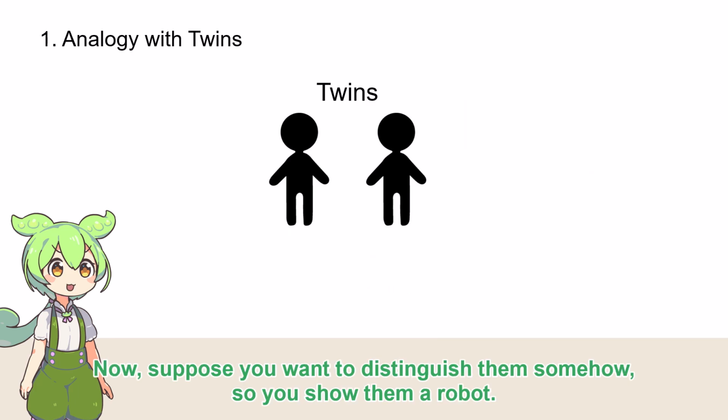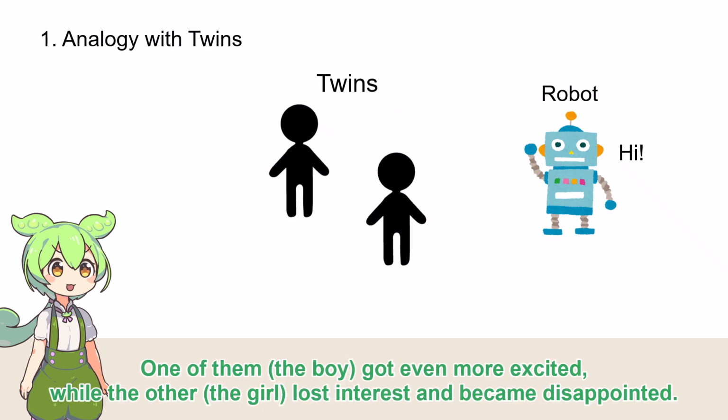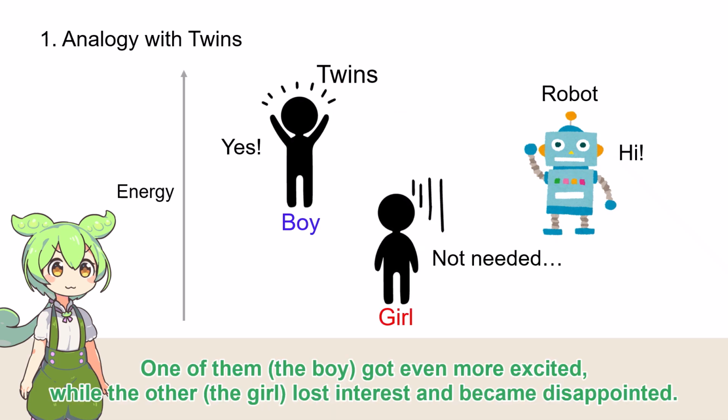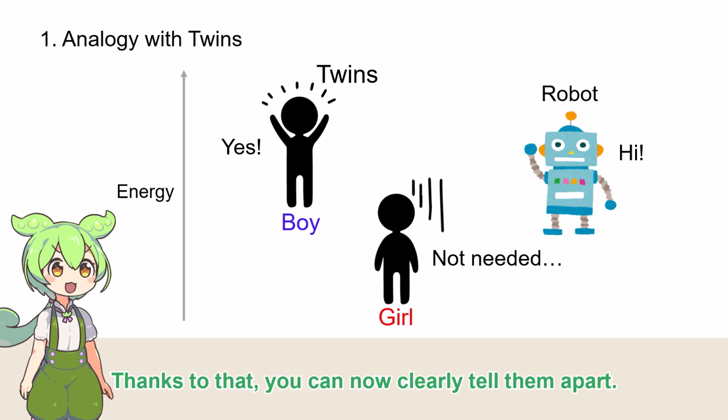Now, suppose you want to distinguish them somehow, so you show them a robot. What happens next? One of them got even more excited, while the other lost interest and became disappointed. Why? Because generally speaking, boys around the world tend to like robots, while girls usually don't. Thanks to that, you can now clearly tell them apart.